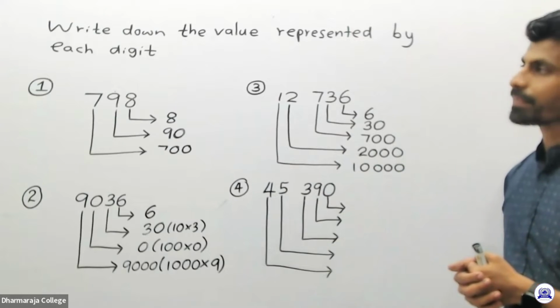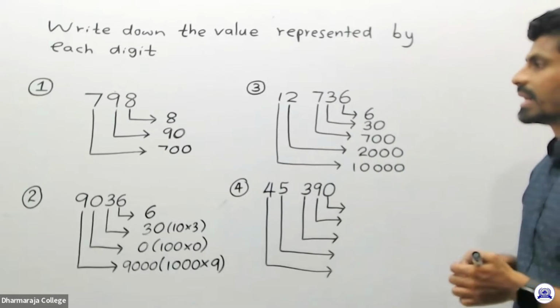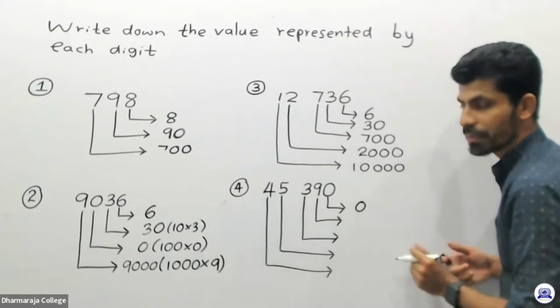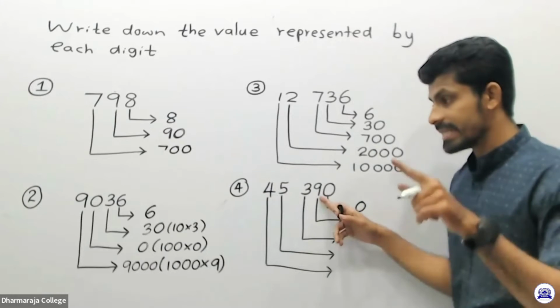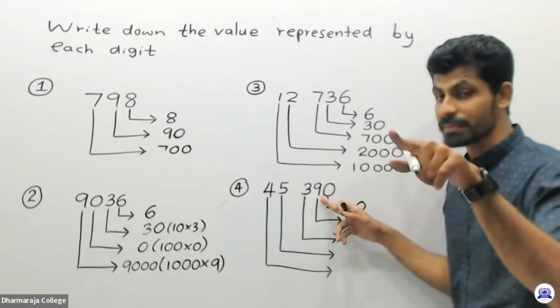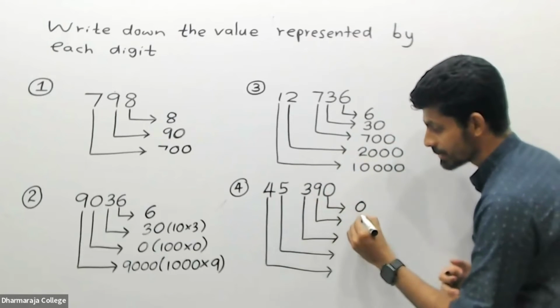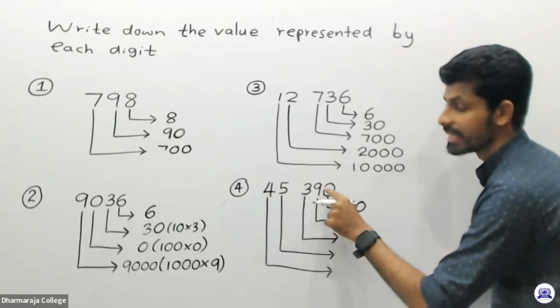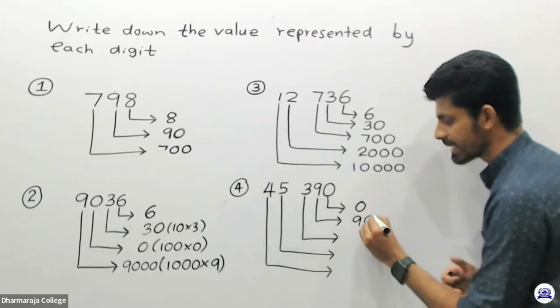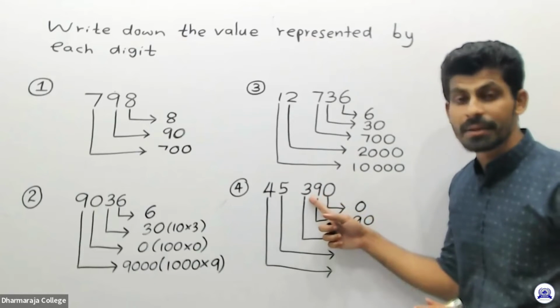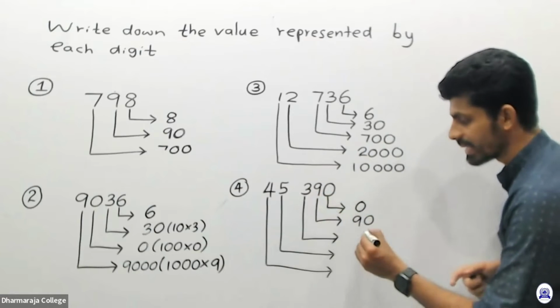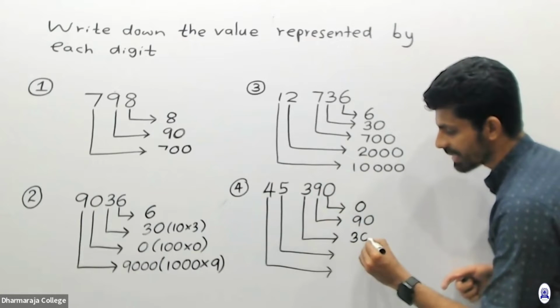Right, okay. 0 means 0. Tens place means 9. 9 into 10 is 90. Hundreds place is 3, so that means 300.